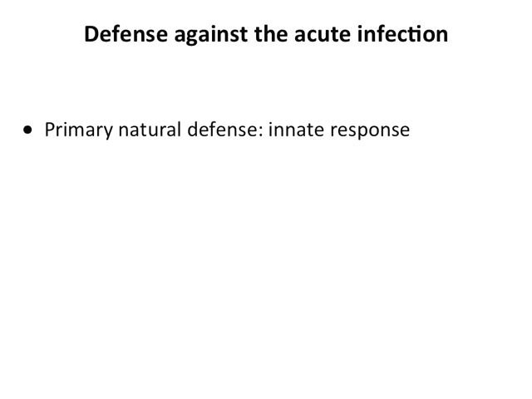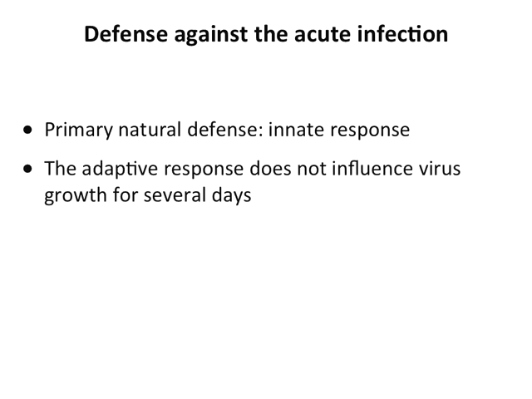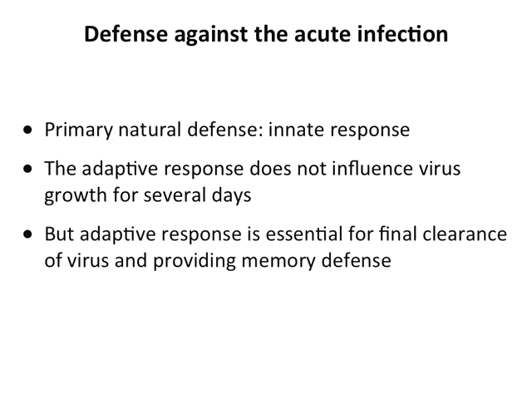So how do we defend against acute infections? The primary natural defense, of course, is our innate response, which is very important. The adaptive response doesn't kick in for at least a couple of days. Of course, adaptive cellular responses in particular are very important for resolving these infections, but the antibody responses for the most part don't do anything. The adaptive response clears your virus and provides memory.